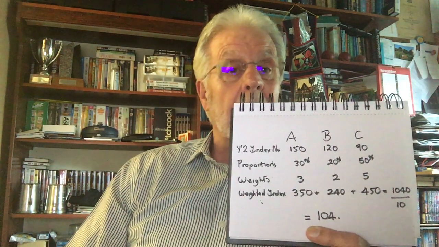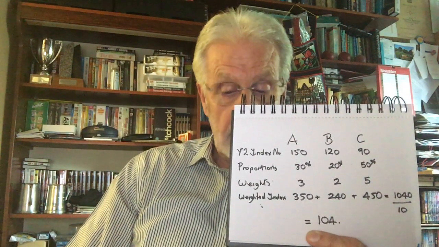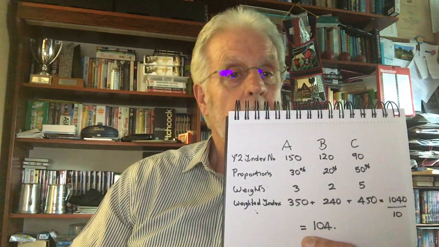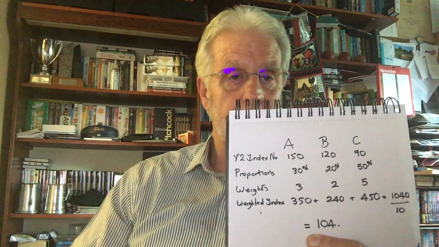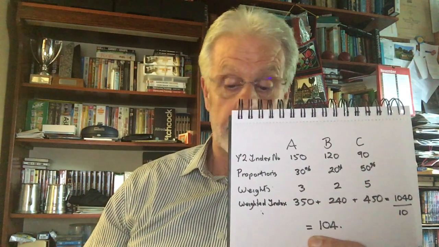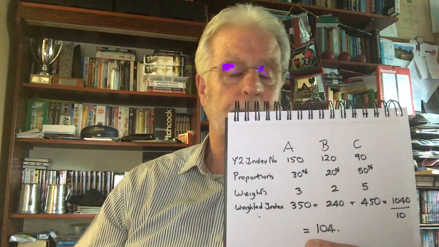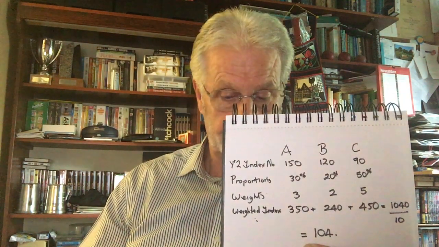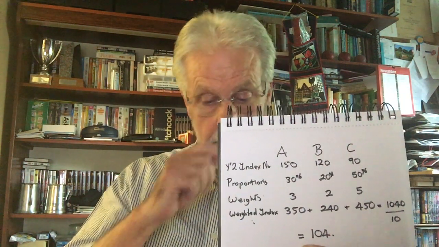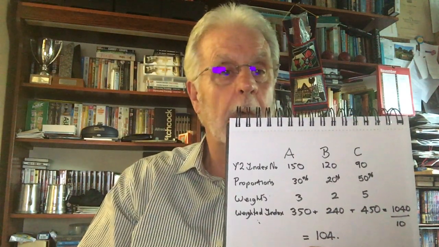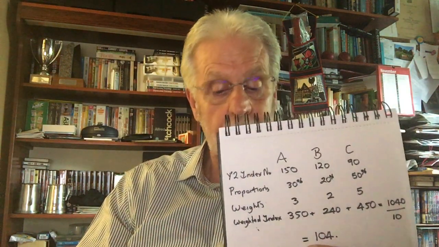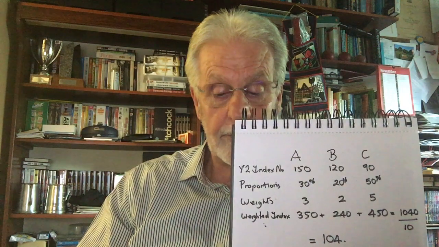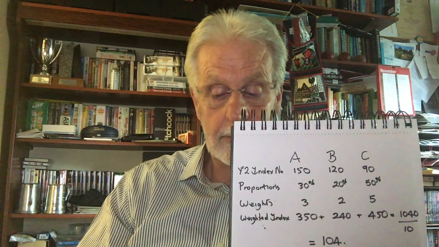Now you can allocate weights. The weights you allocate could be in the proportion 30, 20, 50. I've just changed them to 3, 2, 5, doesn't matter, whatever allocation, as long as you keep the right proportions. So my weights are allocated 3, 2, 5, and all I do is I multiply my index number for year 2 by 3, by 2 and by 5.